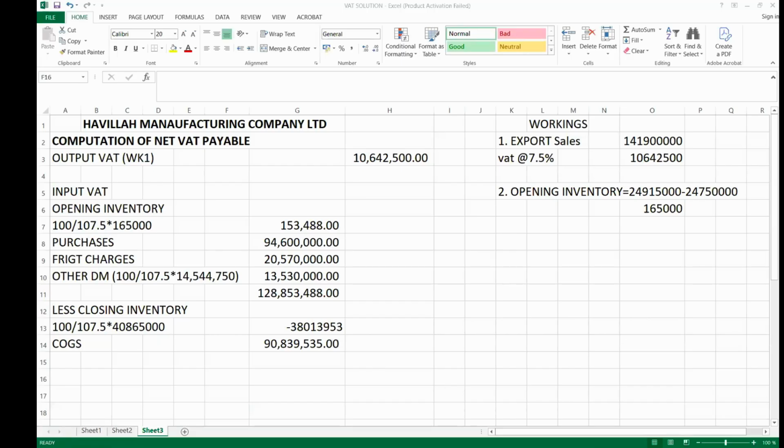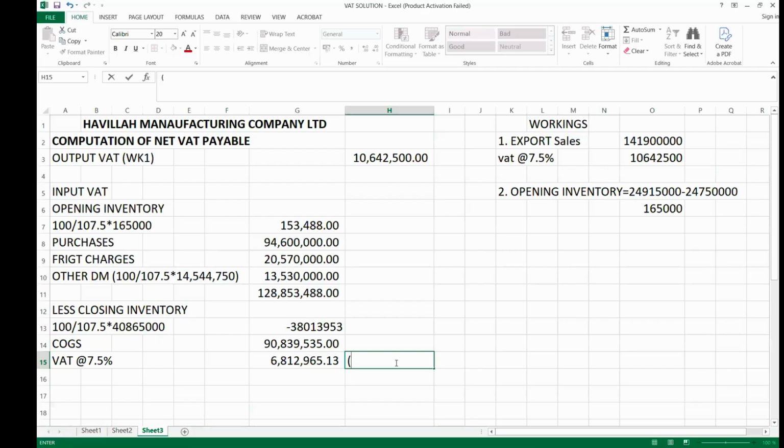So don't forget that we have made it VAT exclusive. So we are now going to apply the value added tax at 7.5% on this VAT exclusive value. This will be equal to this multiplied by 7.5%. So that will give us this amount.